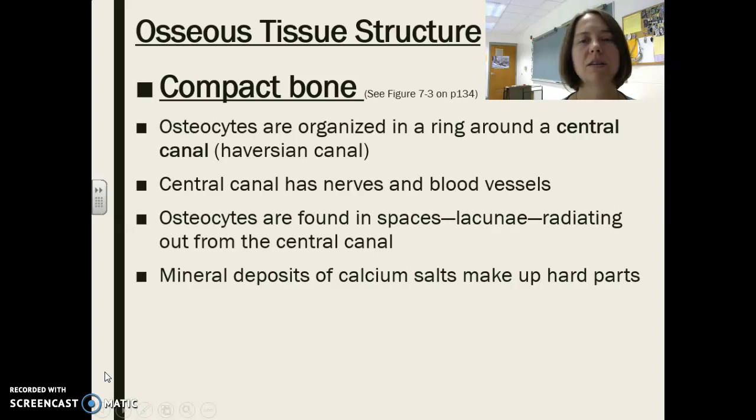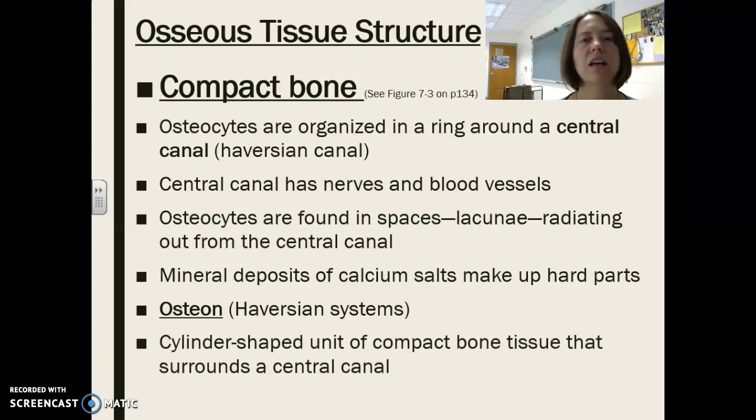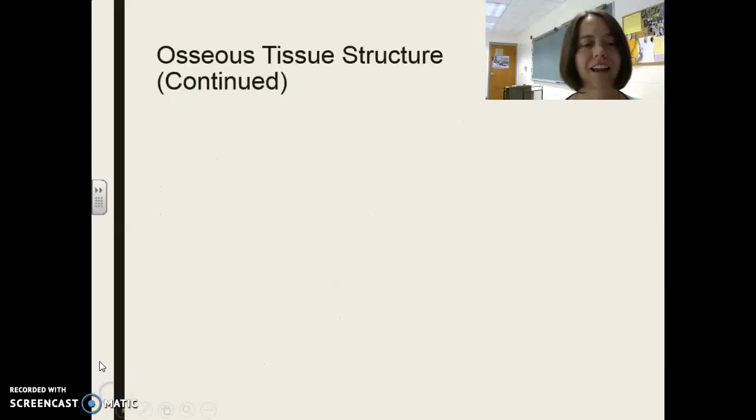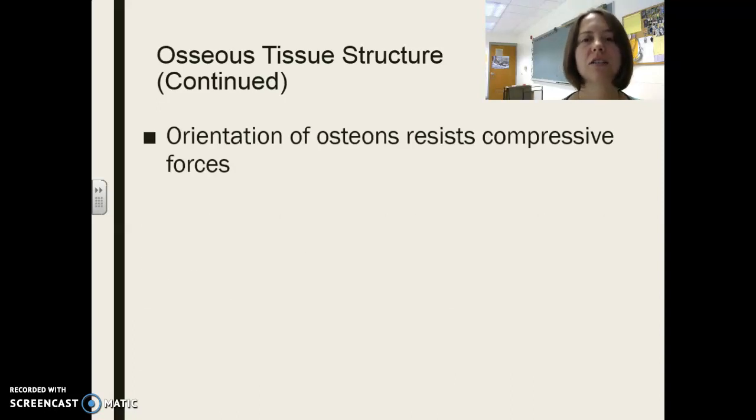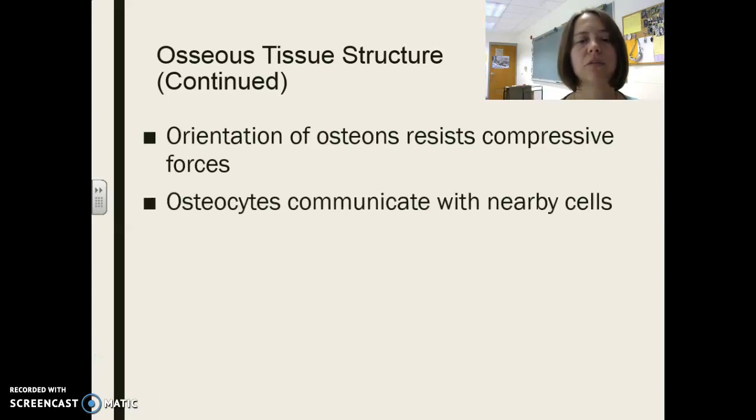Mineral deposits of calcium salts make up the hard parts of bone, of osseous tissue. So let's talk about an osteon, which is also known as a Haversian system. It is a cylinder-shaped unit of compact bone tissue that surrounds a central canal, and it is considered the functional unit of bone tissue. Looking on page 134, you can see those osteons, or cylinders, go up and down, and the orientation of osteons resists compressive forces, so it helps make the bone more resilient and stronger.